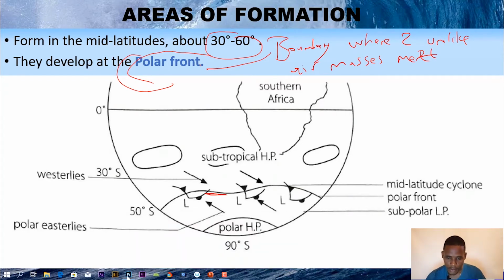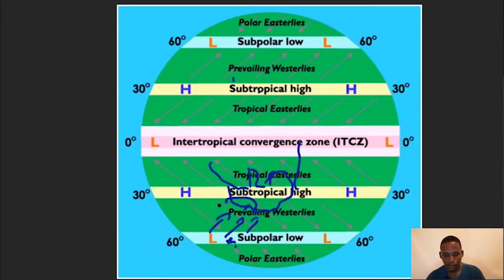Let me go back to this image of ours. Let me do this first. So as you can see, here at our 60 degree latitude, we've got air coming from this direction, the winds which are known as the westerlies. Then we also got winds coming in this direction which are known as the polar easterlies.